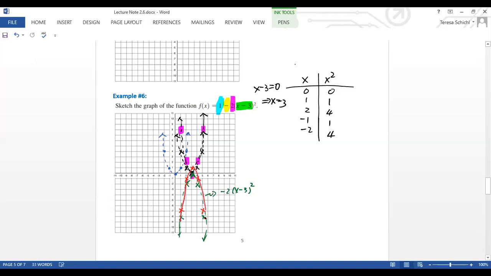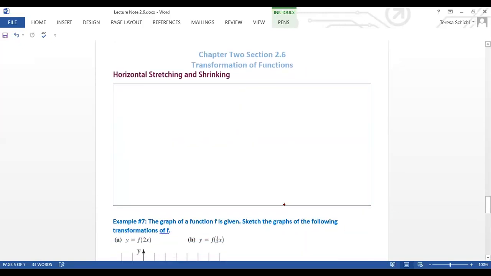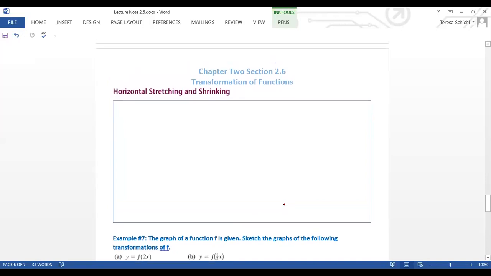So now this is finally my final answer here. The red one is f of x, right? So the red one is f of x equals 1 minus 2(x - 3) squared. All right, so that's what you need to do. You go step by step, right? Okay, so that's it. Now the one last transformation is a horizontal stretch and shrink.